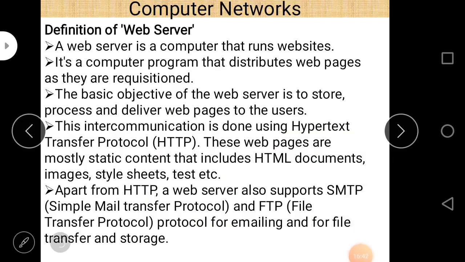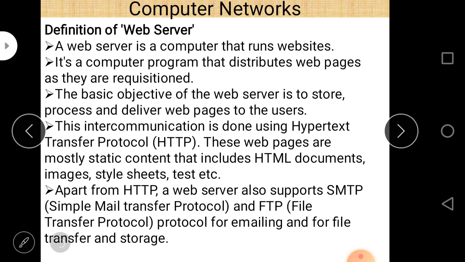Apart from HTTP, a web server also supports SMTP, another protocol known as Simple Mail Transfer Protocol, and FTP, File Transfer Protocol, for emailing and for file transfer and storage. So that is the basic definition of web server.